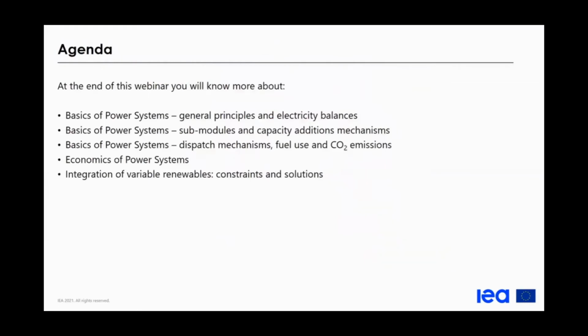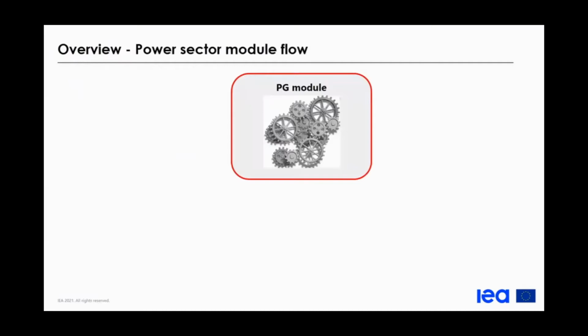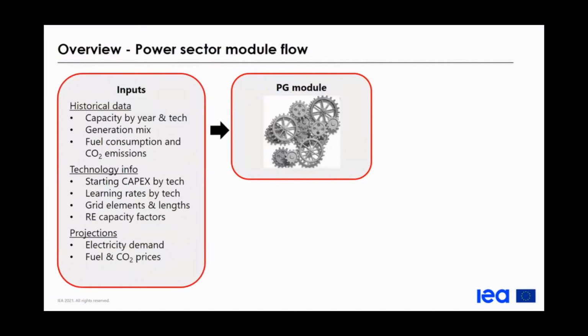Now let's move on to the next section of this power supply modeling session. We will touch upon in more detail what the sub-modules of the power sector module in our model are. If we have a closer look at the power sector generation module, we have inputs flowing in. We need a lot of historical data, such as capacity by technology, by year. We need information on the generation mix and the fuel consumption. On top of that, each technology has different features. The cost, the capex of each technology, will be quite important to drive our module. We also have learning rates, which will make this cost evolve over time as we have learning by doing. We need some grid elements, such as the length of the line, and also capacity factors.